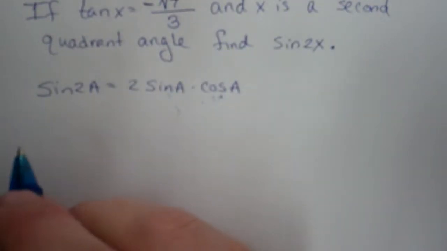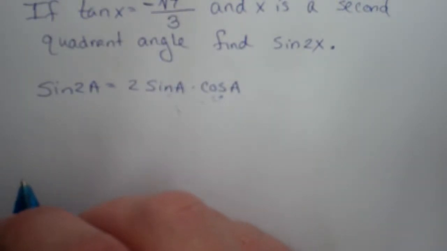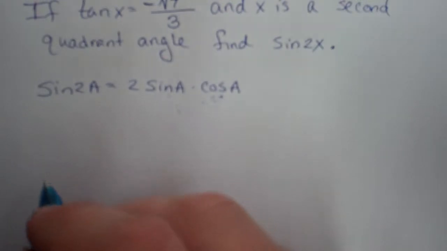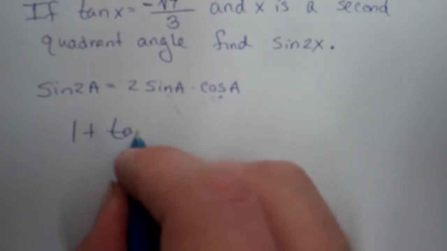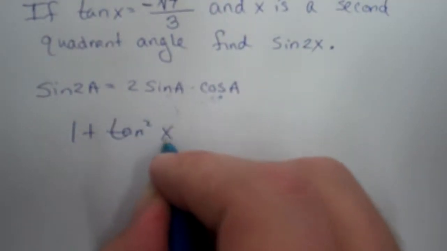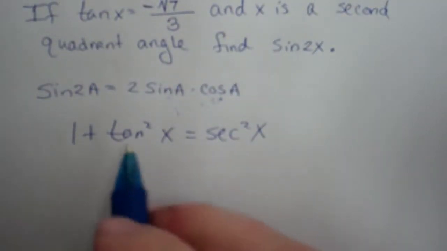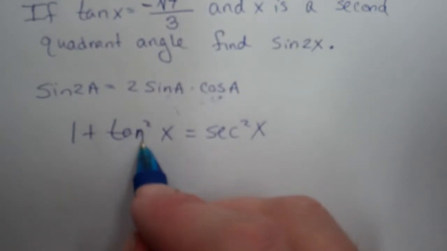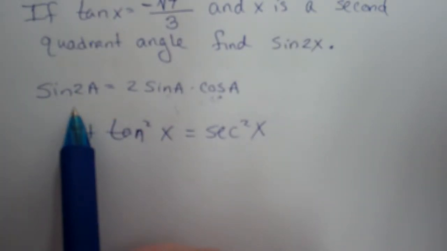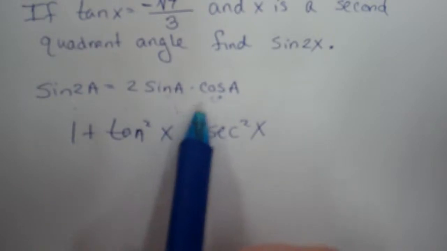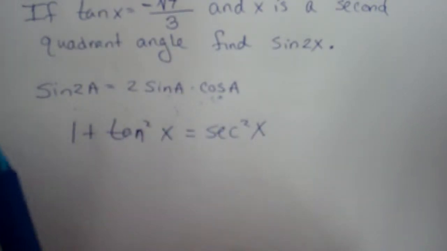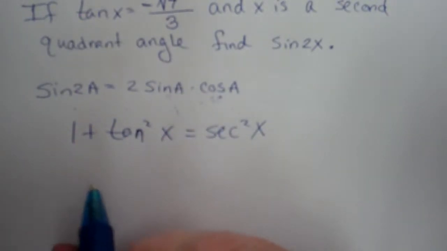Well, remember, a very useful trig identity is 1 plus tangent squared x is equal to the secant squared x. You can get this Pythagorean identity by starting with cosine squared x plus sine squared x is equal to 1, and then dividing everything by the cosine squared x.